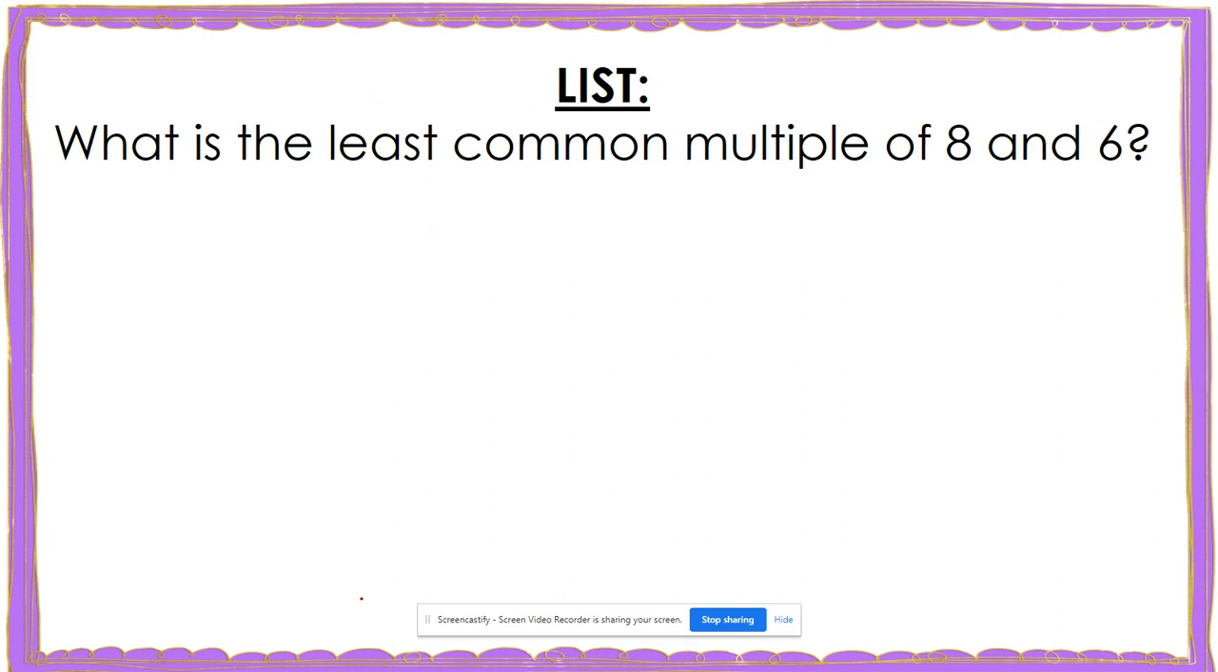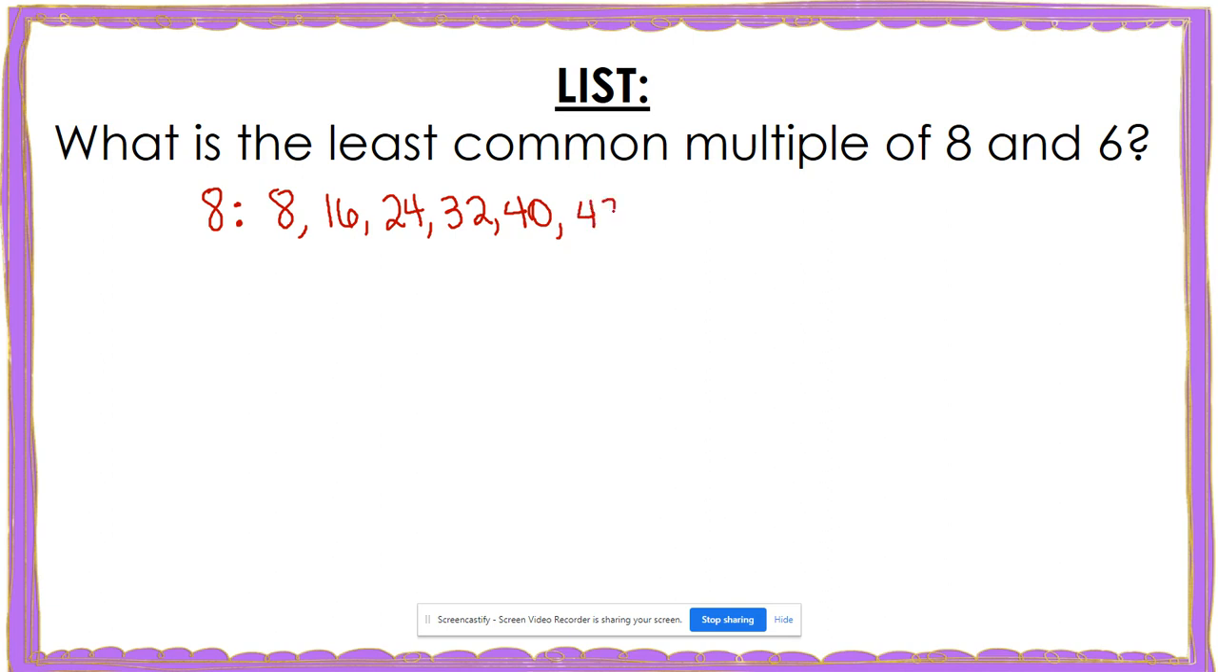In a list, you are just listing out all of the multiples of certain numbers. So this is asking for the least common multiple of 8 and 6. Well, I'm going to start by listing all of the multiples of 8. And I start with 8 times 1, which is 8. Then 8 times 2 is 16. 8 times 3 is 24. 8 times 4 is 32. 8 times 5 is 40.